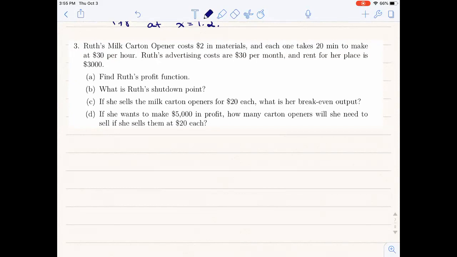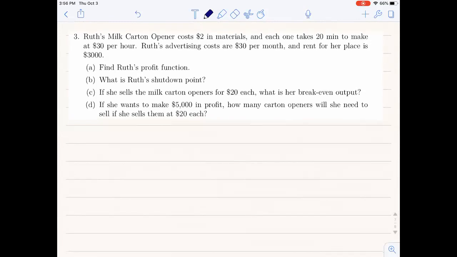Ruth's milk carton opener costs $2 in materials, and each one takes 20 minutes to make at $30 per hour. So she charges $30 per hour, right? So essentially, it's costing her time to make each unit. Ruth's advertising costs are $30 per month, and rent for her place is $3,000. Yikes. From here, we're able to figure out what her fixed costs and variable costs are, and then we can develop a profit function for this milk carton opener. So part A just says, find Ruth's profit function.